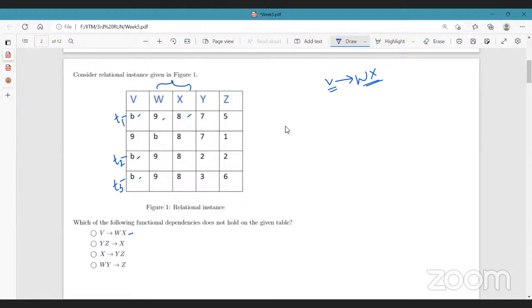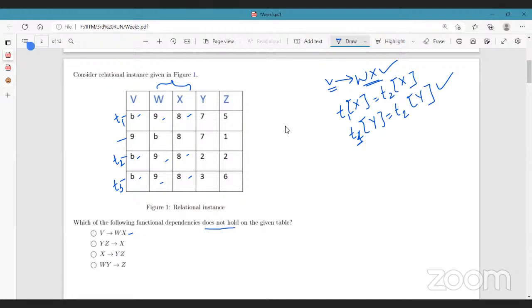So this is 9, 8, 9, 8, 9, 8. So yes, that particular condition is satisfied: if tuple 1 of x equals tuple 2 of x, then tuple 1 of y equals tuple 2 of y. These two conditions are being satisfied. Then the leftover tuple is 9, so it is unique anyway. So we can say that V determines WX holds. Okay. So this is not the correct option because we are asked to check which does not hold, right?